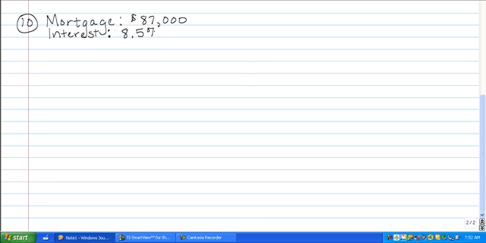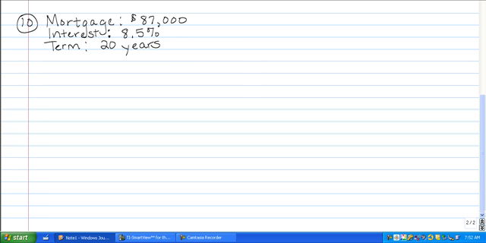Okay, so we have a mortgage of $87,000. The interest rate is 8.5%, and the term of the loan is 20 years. Okay, and so it looks like we have to figure out the payment, and then we have to figure out how much of that payment goes to interest, how much goes to the principal, and then the new principal at the end of that first payment.